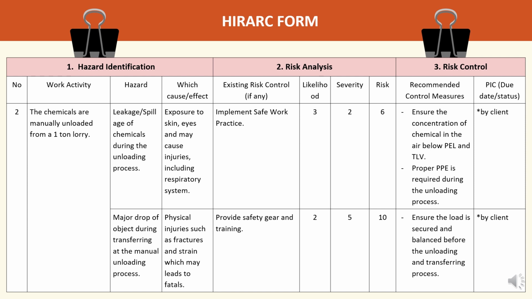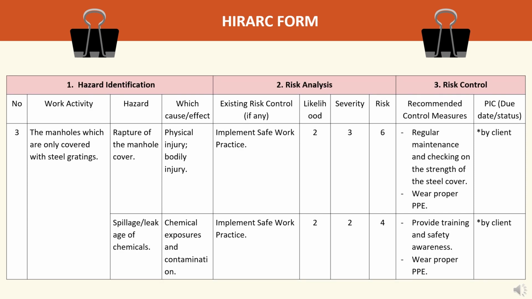The next hazard is a major drop of an object during the transferring at the manual unloading process. This can cause physical injuries such as fractures and strain, which may lead to fatalities. The existing risk control is to provide safety gear and training to employees, and this hazard has a likelihood of 2, severity of 5, and results in a medium risk of 10. The recommended control measure is to ensure the load is secure and balanced before the unloading and transferring process.